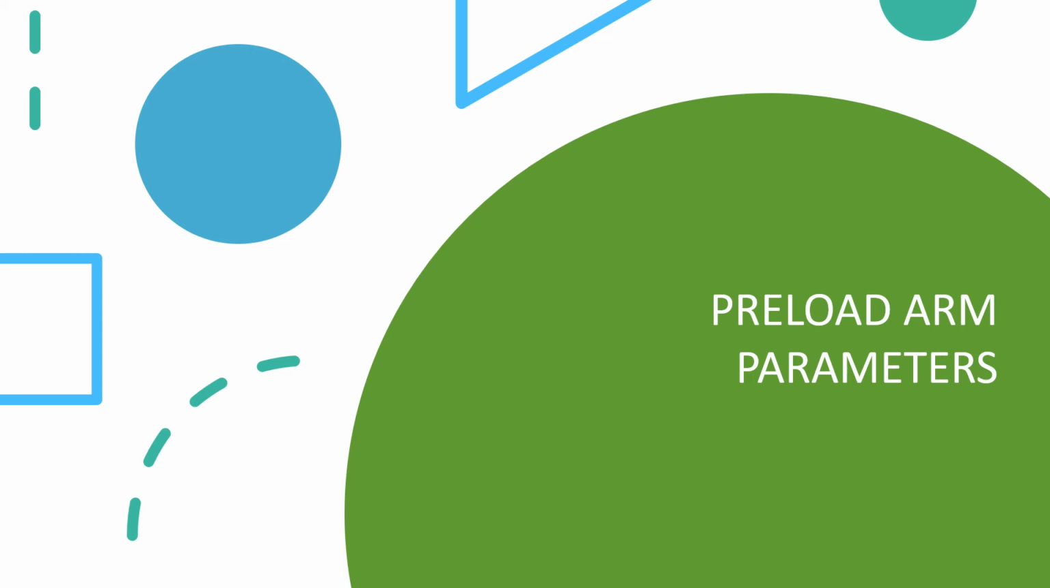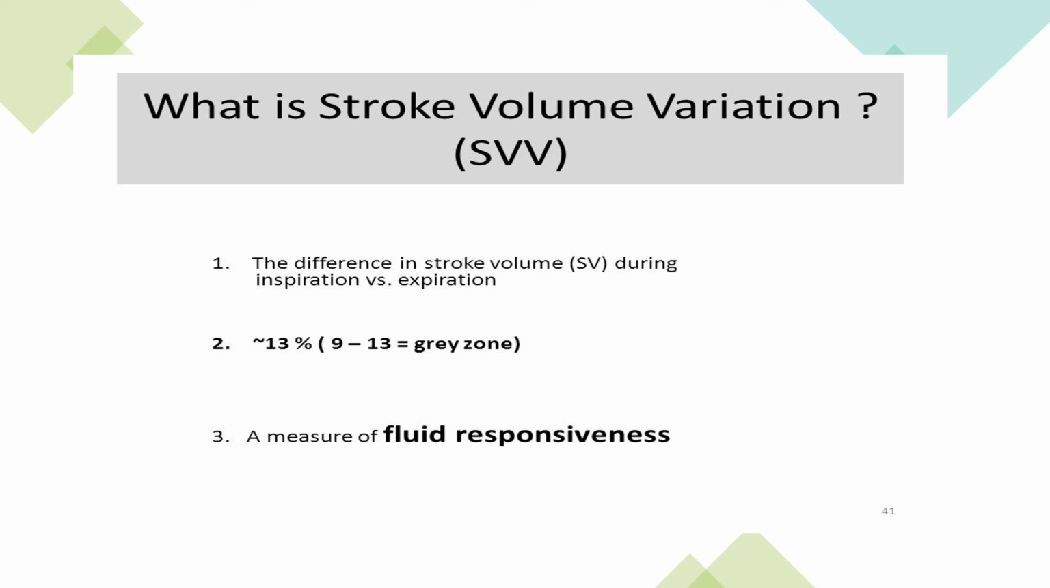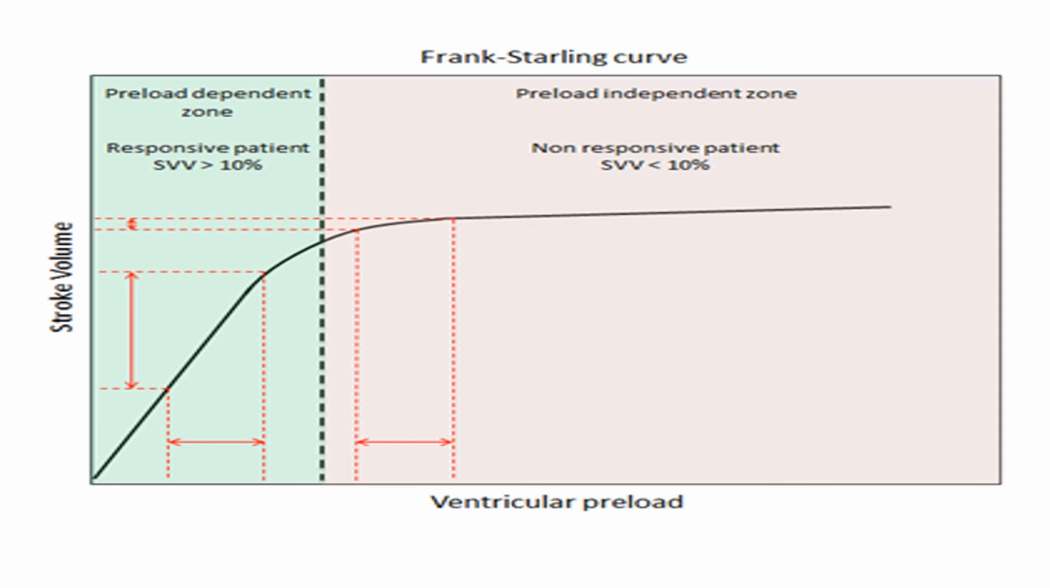So what are my preload arms? I just told you first is the stroke volume variation. Now what is stroke volume variation? Basically it's the difference of stroke volume during inspiration and expiration, and it's based on the physiological Frank-Starling curve. Now if your patient is having a stroke volume variation of more than 10, means your patient is fluid deficient. And if your patient is having a stroke volume variation of less than 10, means your patient is normovolemic.